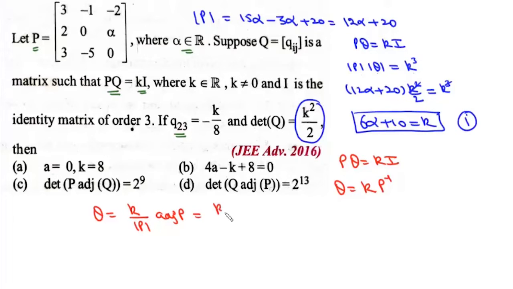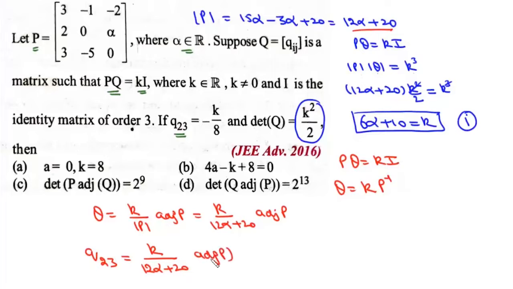Now this is K upon determinant of P, and determinant of P is 12 alpha plus 20, into adjoint of P. Now in this we need to find Q23. Now Q23 is K upon 12 alpha plus 20 into adjoint P23. Now adjoint is transpose of cofactor. So basically it will be K upon 12 alpha plus 20 into C32 for this matrix P.